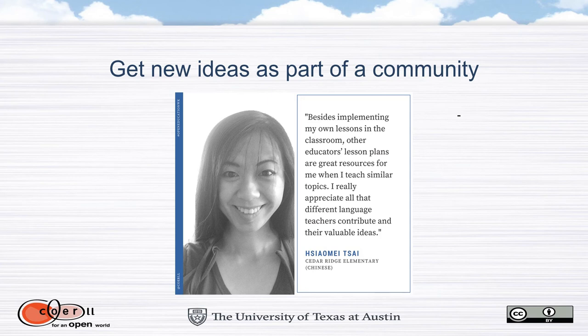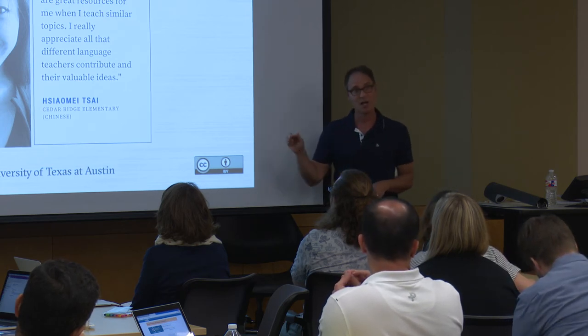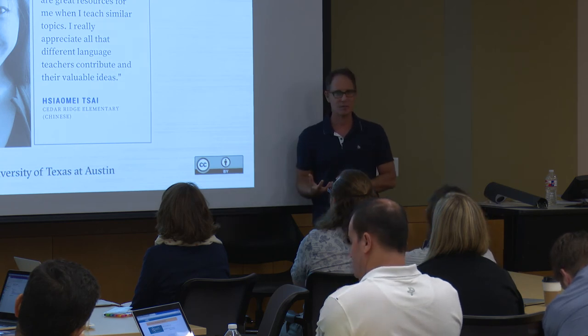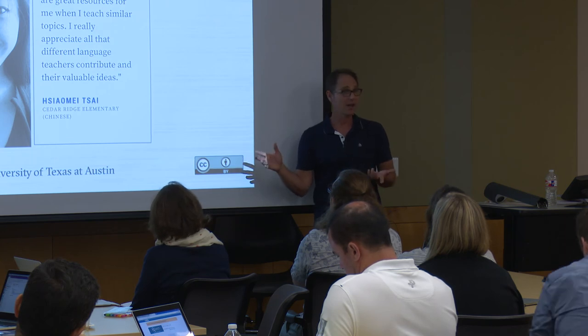So she says in her own words that the great thing is, you become part of a community. You can take somebody else's lesson, and you not only have the object, but you also have a connection with the person. So you can contact that person. A lot of times, the CC license contains information as well as a contact. You don't typically do that when you adopt a textbook from a publishing company. How many of you have actually contacted the textbook author? You might have, but not often.